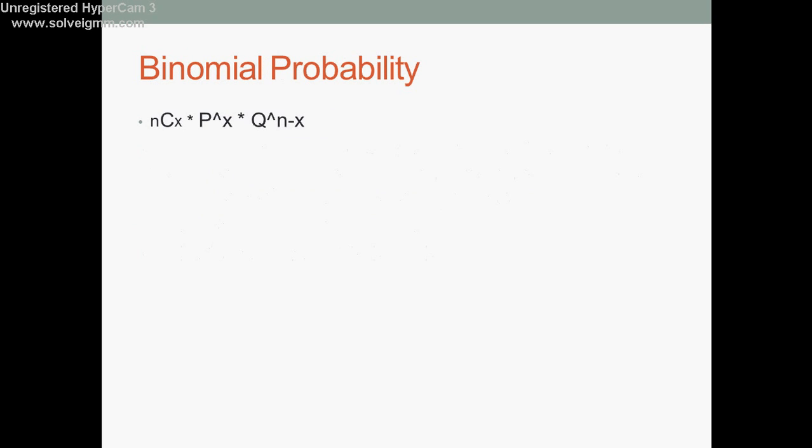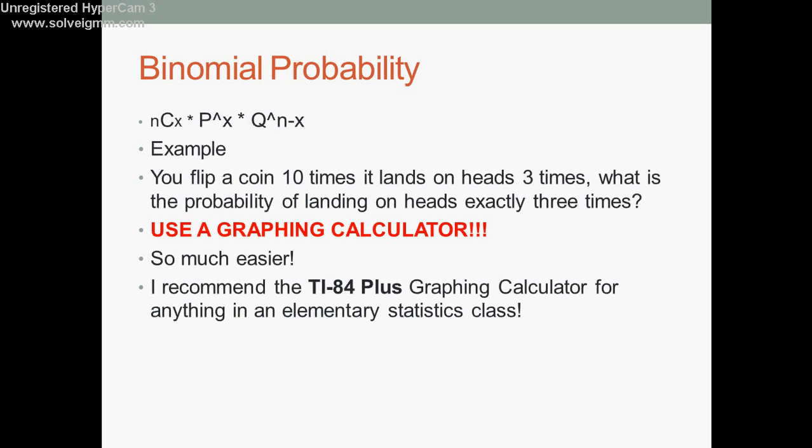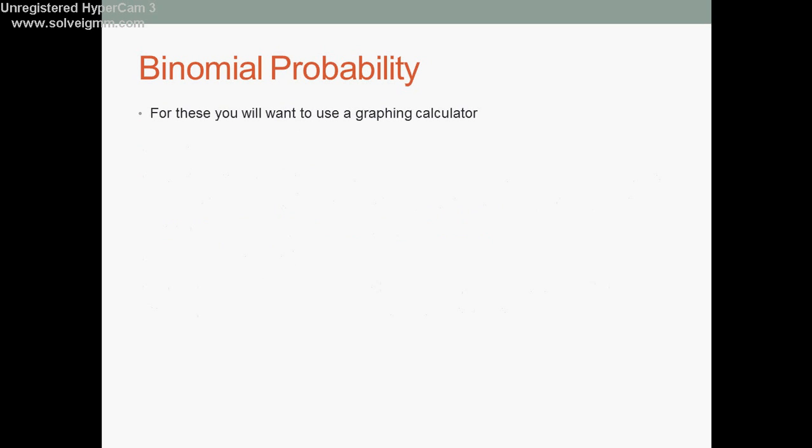For the rest of this lesson, you will need a TI-84 graphing calculator or better. Here is the example. You flip a coin 10 times, and it lands on heads 3 times. What is the probability of landing on heads exactly 3 times? I highly recommend the TI-84 Plus for all college-level math. Follow closely with these directions on how to solve a binomial probability question. You may rewind at any time to catch up and to get the correct things inside of your calculator. For these, you will want to use a graphing calculator.